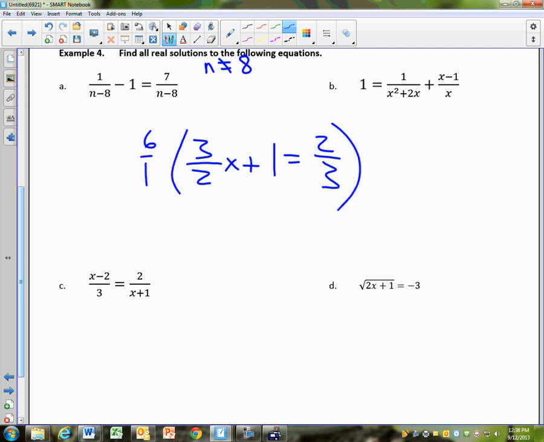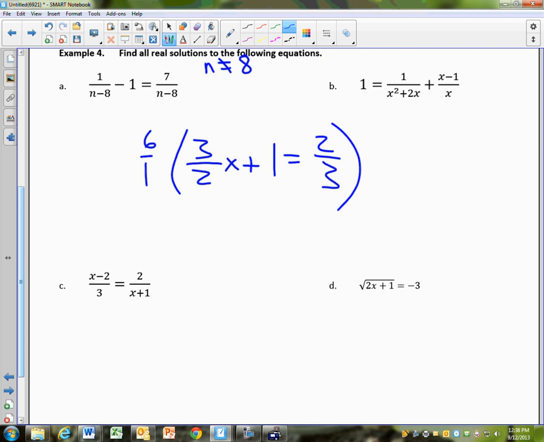Multiplying by 6 over 6 is just like multiplying by 1. That doesn't change anything, even the way that it looks. Well, multiplying by 6 over 1 still allows you to come up with the same answers. However, it will get rid of the denominators.